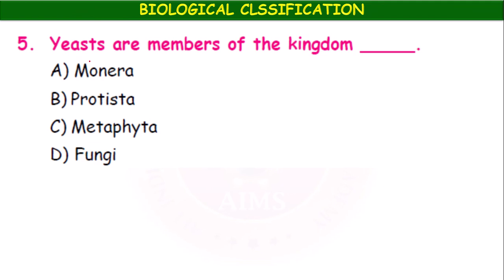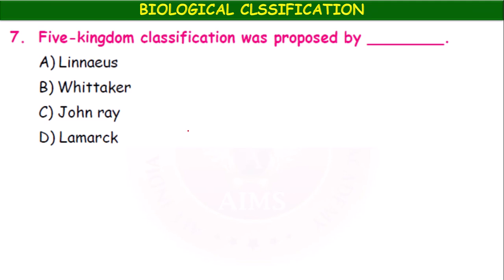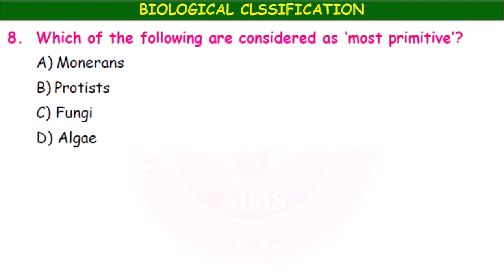Yeasts are the members of the kingdom Monera, Protista, Metaphyta, fungi. Yeasts are unicellular fungi, they are included in the kingdom fungi. In 2 kingdom classification, Euglena was included among Animalia, plantae, both, Protista. It is included in the Animalia because Euglena, the protozoa, belongs to. 5 kingdom classification was proposed by Linnaeus, Whittaker, John Ray, Lamarck. It is R. H. Whittaker who introduced the 5 kingdom classification.